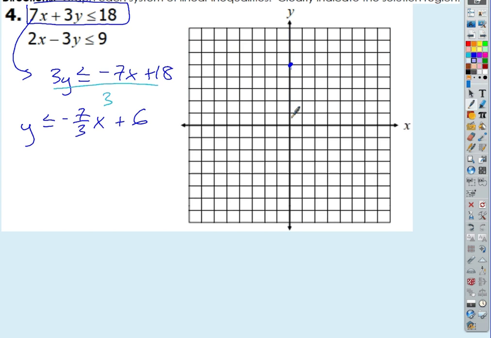So rise over run is negative 7 over 3. Oops, I think I messed that up, didn't I? I gotta go. Oops. There we go. 6. 1, 2, 3, 4, 5. There it is, right there. So there's my intercept. I'm gonna rise by negative 7. I'm gonna run by 3. And so there's my other point. It's a solid boundary line. So there it is. Am I shading above or below? Below. Okay, so everything down here is going to get shaded, right?